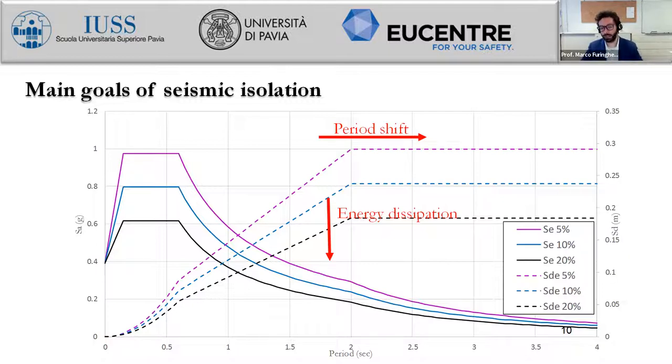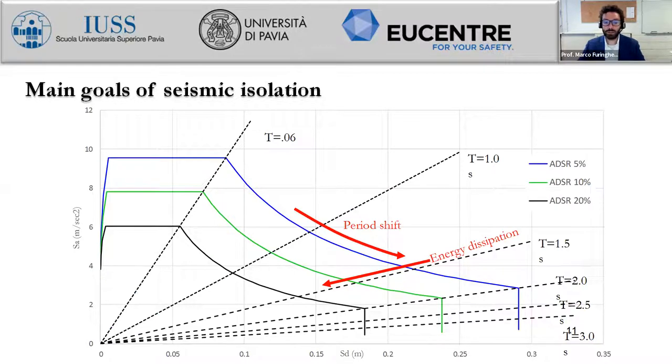So we are enlarging the period, the self-period of the building. So this means that we have to try to limit the displacement demand through energy dissipation. And the energy dissipation is directly related to the equivalent viscous damping. We will see how to compute this analogy. So this is another way to consider period shift and energy dissipation.